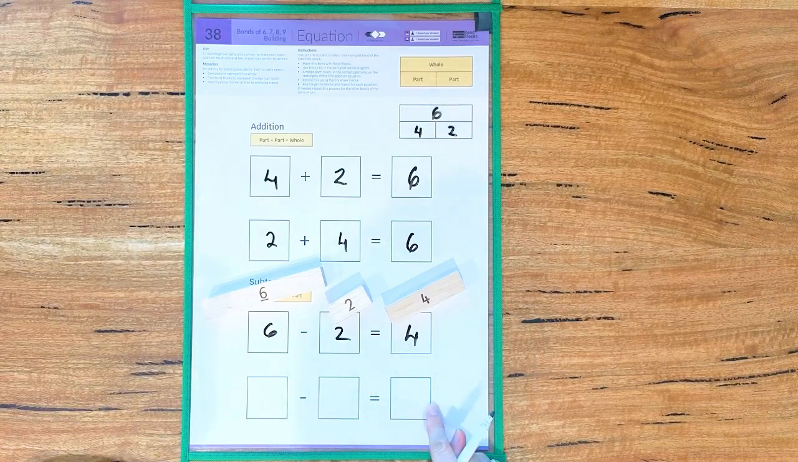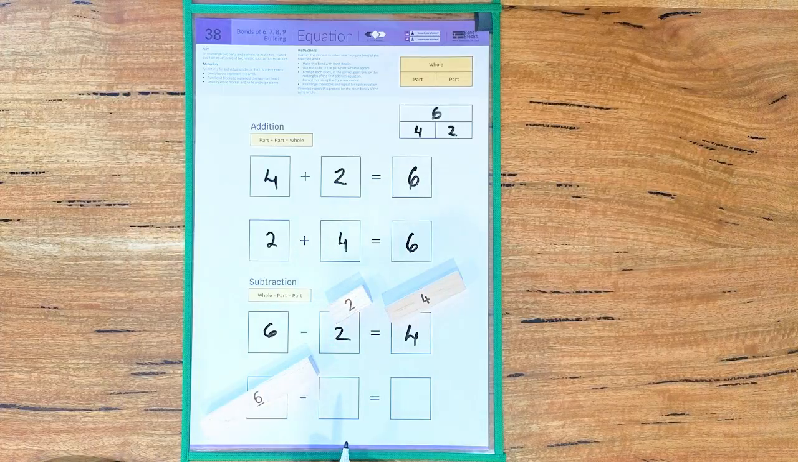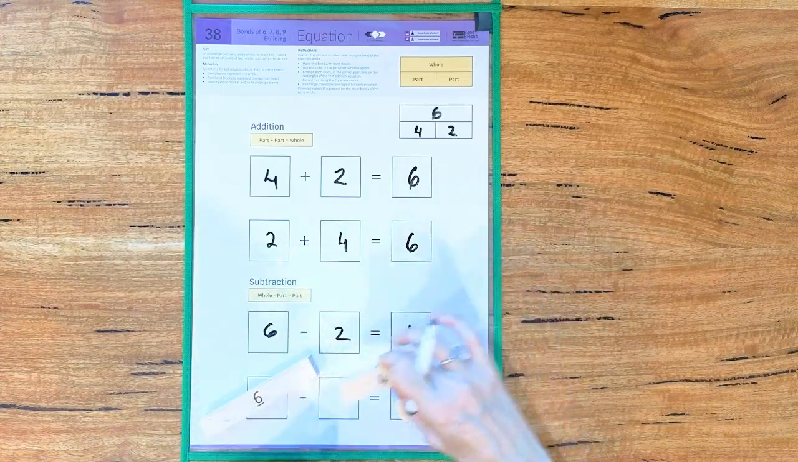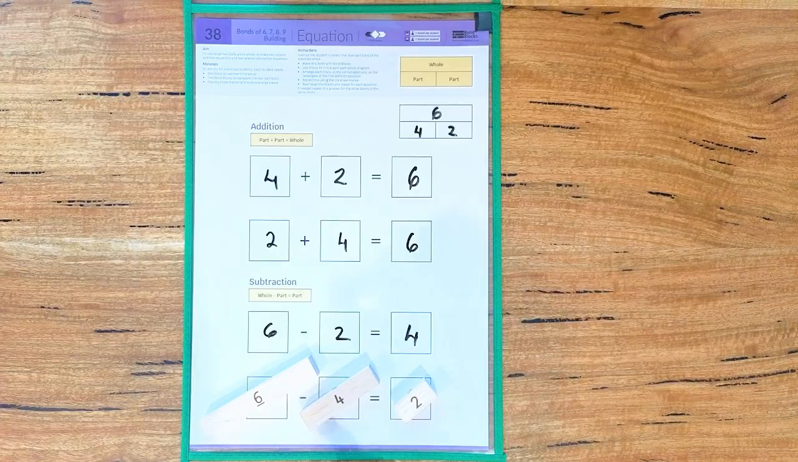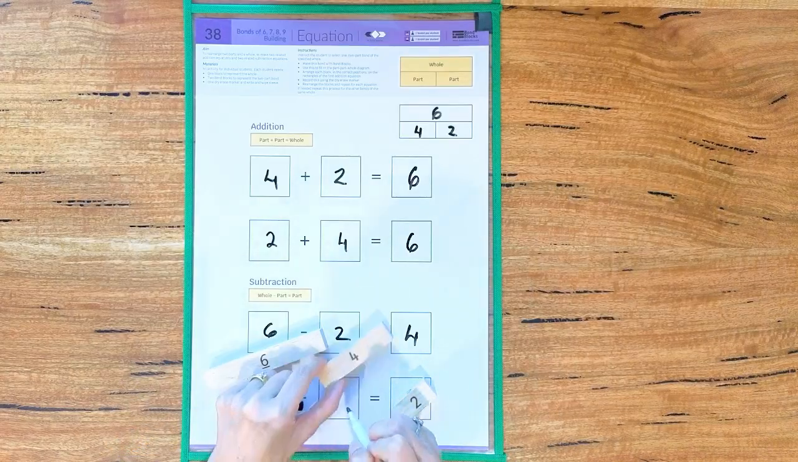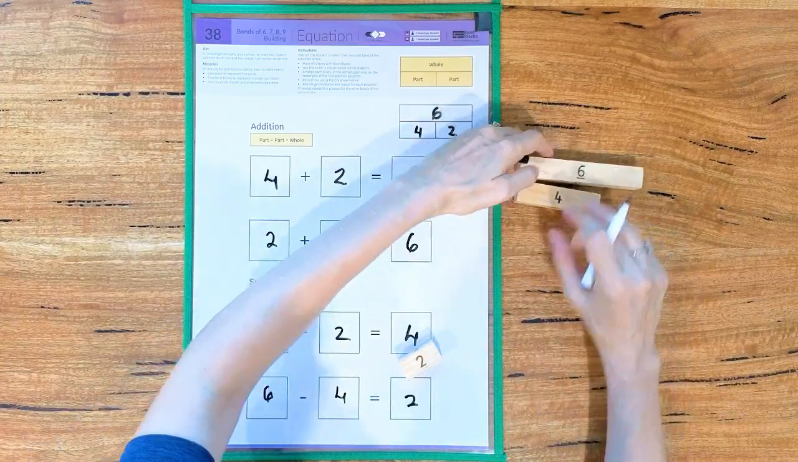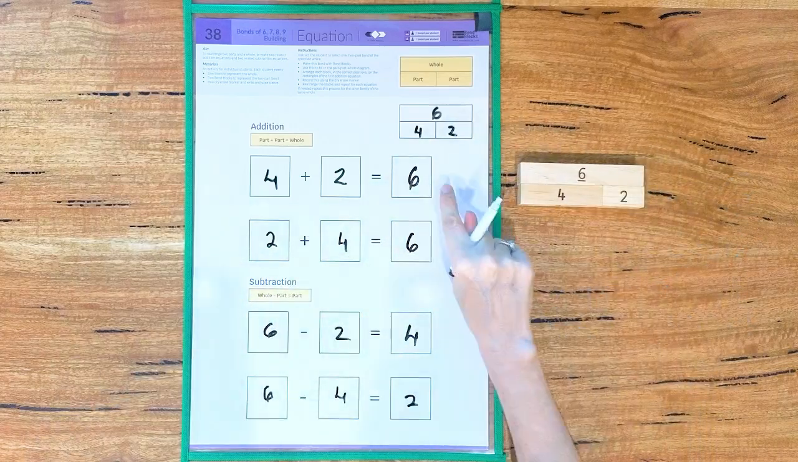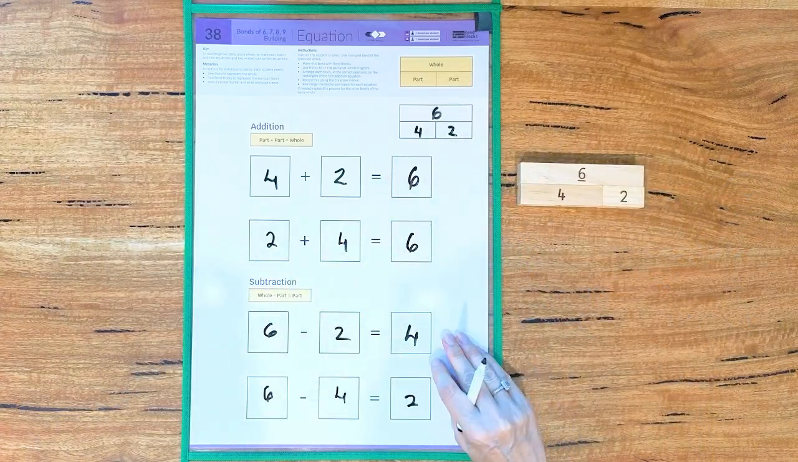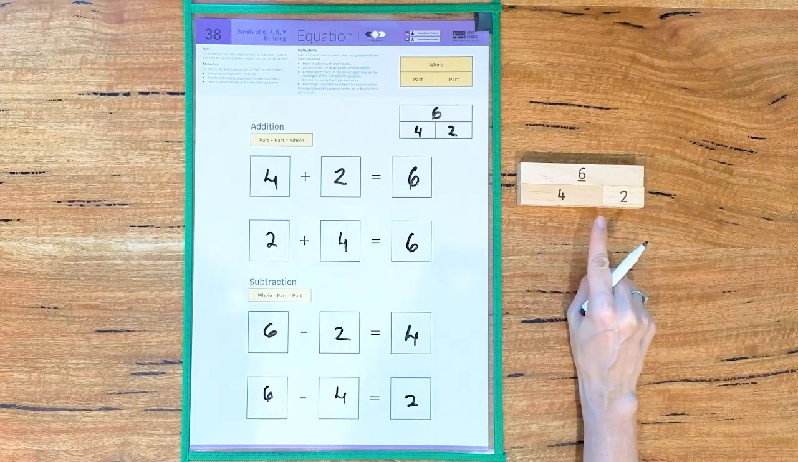When I write this subtraction equation, I need to keep my whole in the same position, but my parts can swap positions with each other. So I still have whole subtract part equals part. 6 subtract 4 equals 2. So there are my addition and related subtraction equations for the bond of 6 is equal to 4 and 2.